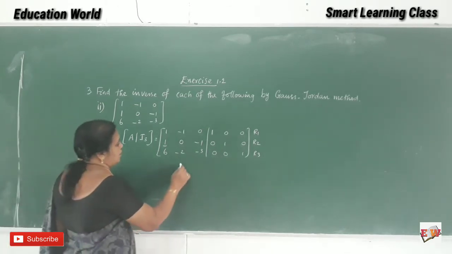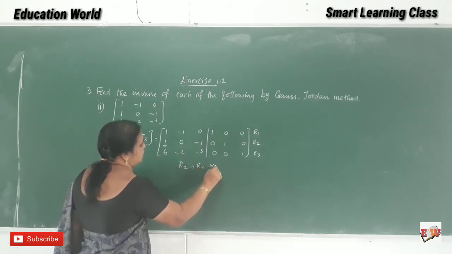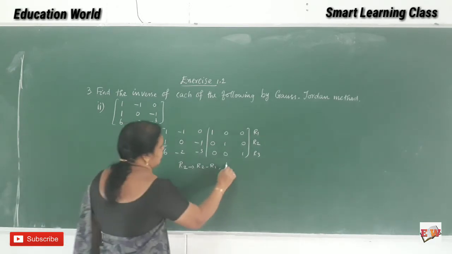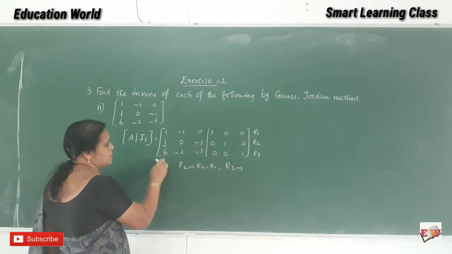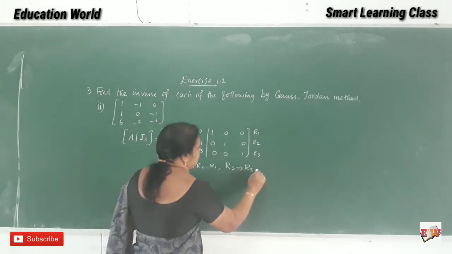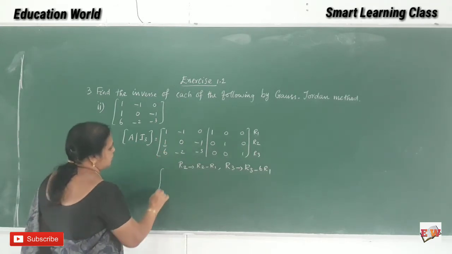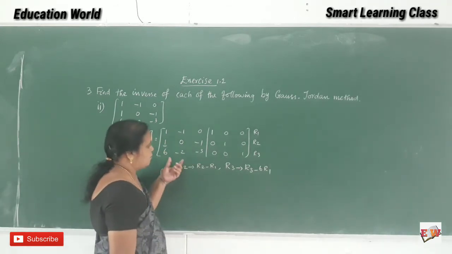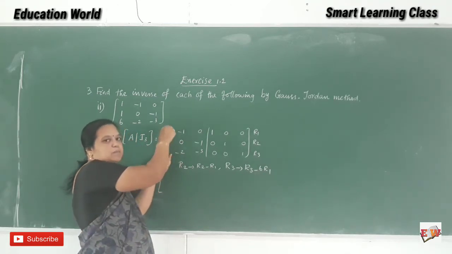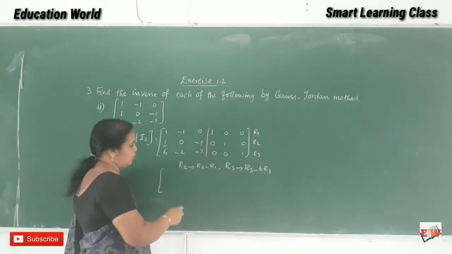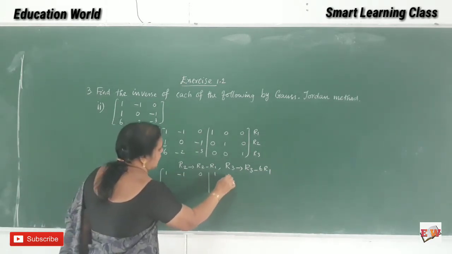For that, R2 gives R2 minus R1. Then R3. Suppose if we have to change this 6 into 0, then R3 minus 6 R1. That time this term will get 0. Here 6 is there, but here we have 1, so 6 times R1 means this term will get 0. The first row as it is we have to write.